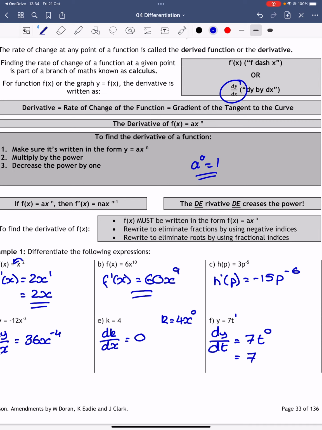So there's 2 things to note here. Whenever you differentiate just a number, that always goes to 0. Whenever you differentiate a function that has just a single powered variable, like this one, 7t, but it's 7t to the power 1, it's just like the t falls off and you're just left with the number.